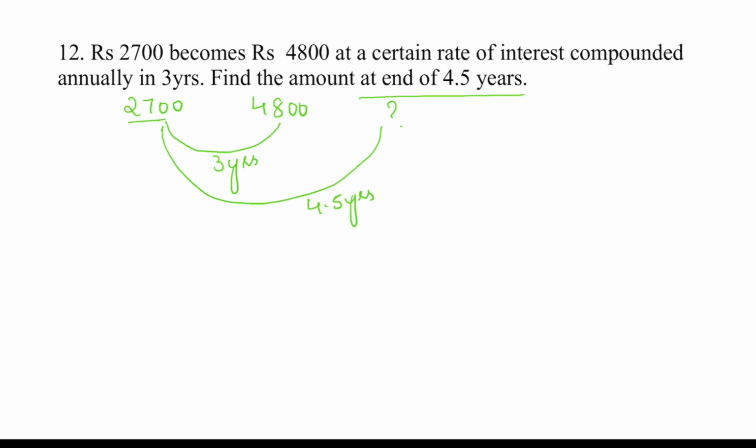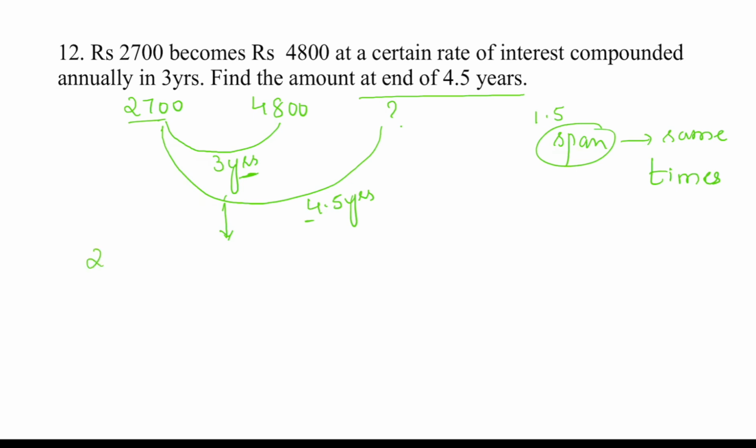Now see here, 3 years we can split as 1.5 and 1.5. Why are we doing that? Because now the difference between this 3 years and 4.5 years is 1.5. So always the span should be the same, to find out the multiple times, how many times it is multiplying, the span should always be the same. But here it is 3 years and 4.5. So how can we make it the same? We can split this 3 years into 1.5 years and 1.5 years.